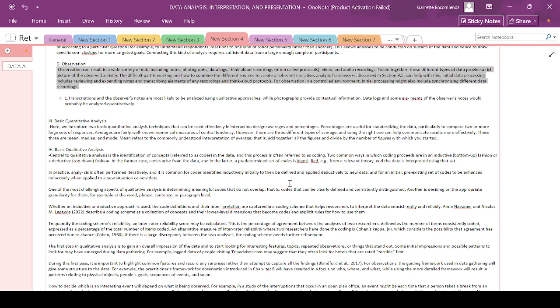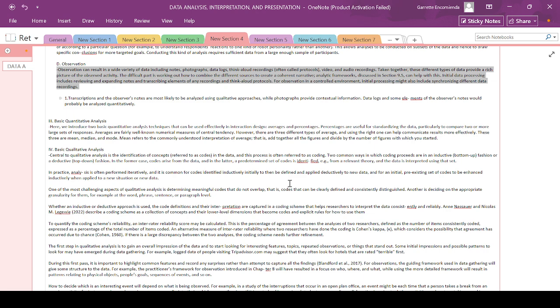However, there are three different types of average, and using the right one can help communicate results more effectively. These three are mean, median, and mode. So median, this is what we really mean by average because it removes the unusual data such as 999. So it provides a more average number in a set of data. Mean refers to the commonly understood interpretation of average, that is, add together all the figures and divide by the number of figures with which you started.